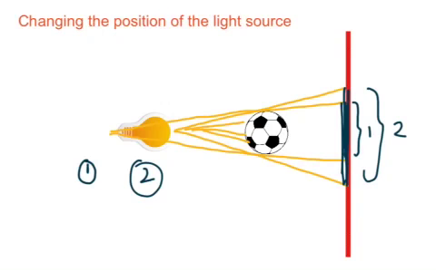And so whenever the light source or the light bulb is moved closer to the ball or closer to the object, the shadow increases in size. And of course, the opposite is true. If the light bulb is moved further away from the ball, then the size of the shadow would decrease.